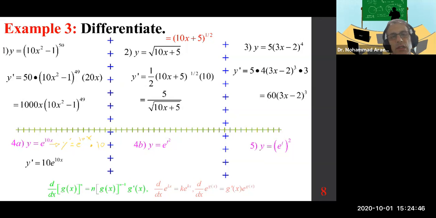What if I'm dealing with this guy? I'm going to write y prime is itself. First, I'm going to say the answer is itself. Then I look at the exponent, and I see the exponent is t squared, not t. So I need the derivative of t squared.